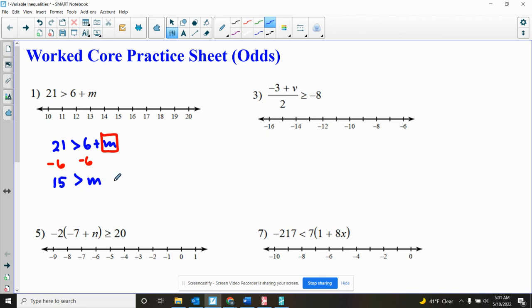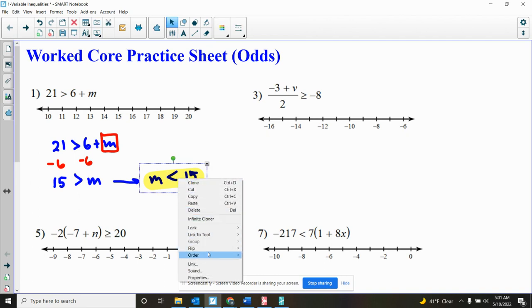So for my final answer, I'm going to move the m and the 15. Now with your inequalities, it's important to remember when you do that, if originally I had the inequality pointing at the m, when I switch it, I still have to have the inequality pointing at the m. So the direction of that inequality does need to switch.